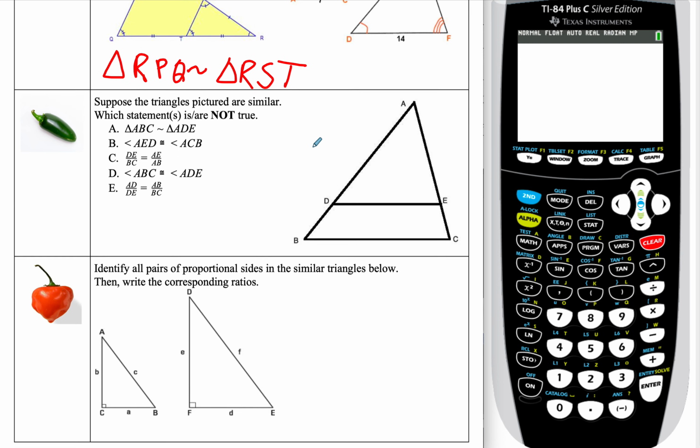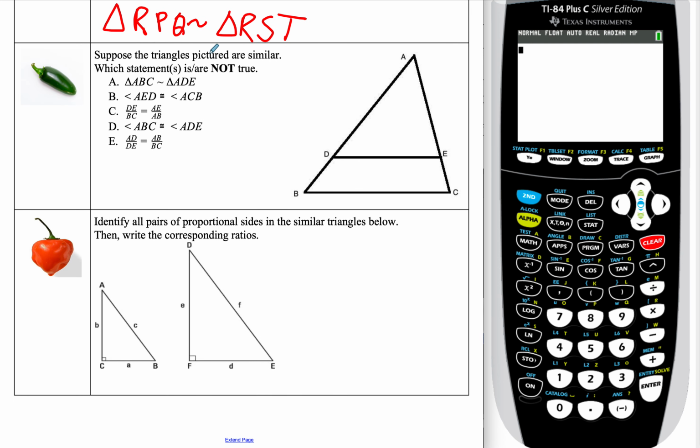All right, so suppose the triangles are similar. Which of these is not true? So what I know, let's take a look, is ABC congruent to ADE? Yes, it is. A lines up with A, D lines up with B, C lines up with E. Now, is angle AED congruent to angle ACB? Yes, because the triangles are similar, their corresponding angles are congruent, therefore those are corresponding angles, so they are congruent.